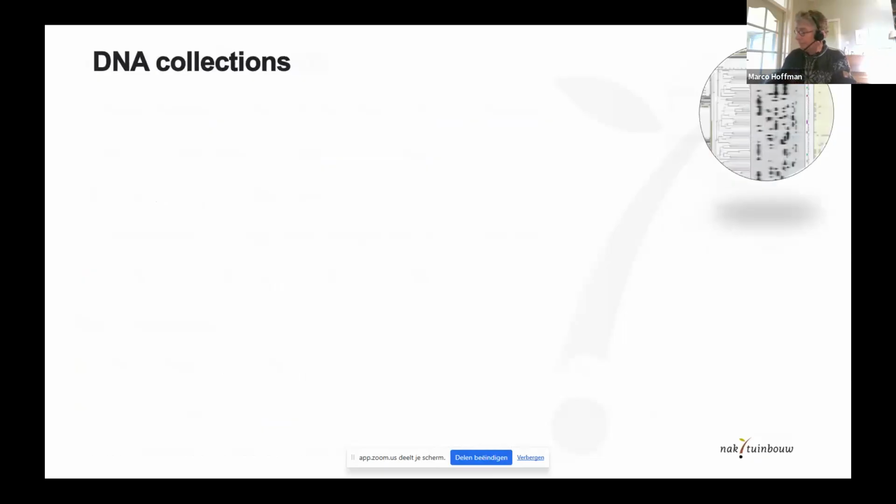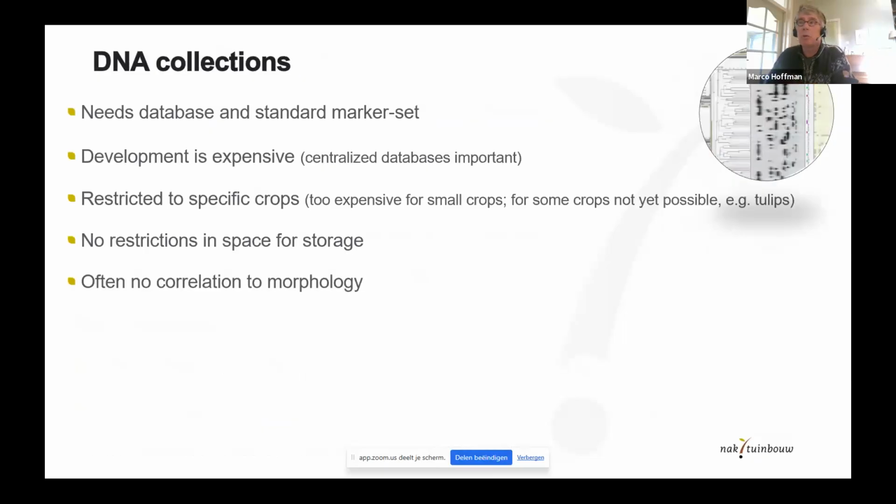Then we have the DNA collection, and we use that for more and more crops. Of course, it needs a database and a standard marker set. Development is expensive, and especially therefore a centralized database can be very important to share the costs. At Naktuinbouw, it has been restricted to specific crops, so it's far too expensive for small crops. So we mainly have DNA databases for big crops. And sometimes, until now, it has not been successful.